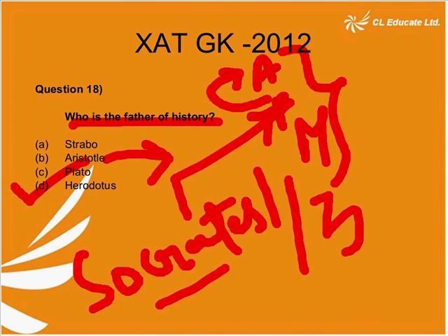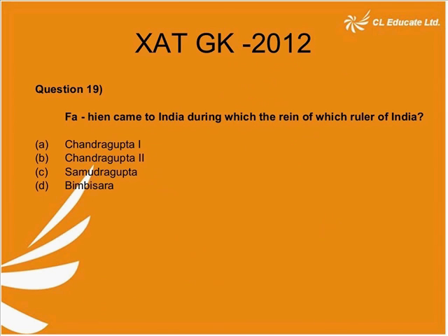Herodotus is the father of history. This question is here because it was asked in XAT 2004 or 5. Question number 19: Fahian came to India during the reign of which ruler of India?